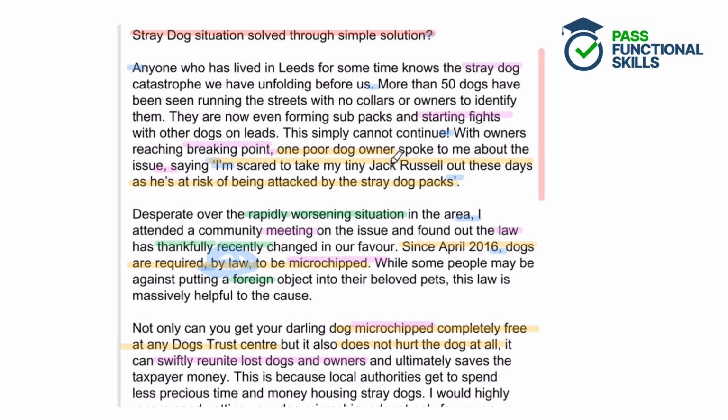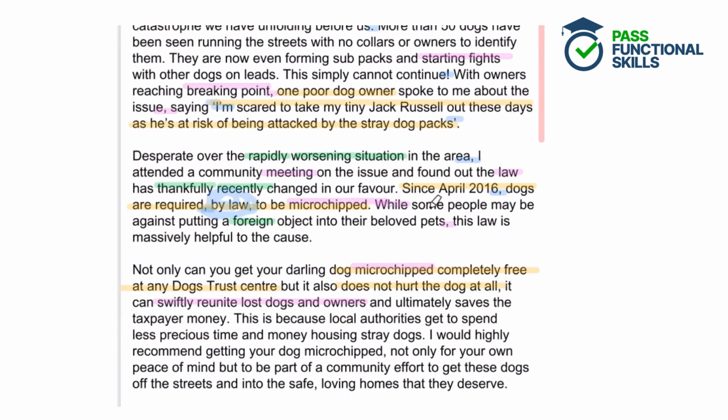So for example, we've got "while" at the start of this sentence, and it explains that while some people may be against putting a foreign object into their beloved pets, then we have a comma, this law is massively helpful to the cause. So "while" has been used here to show the alternative opinion that some people might not like microchipping, and then to suggest that, well, these people are wrong because this law is very helpful.